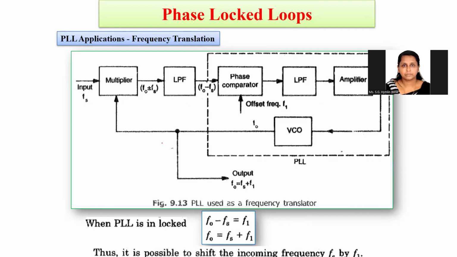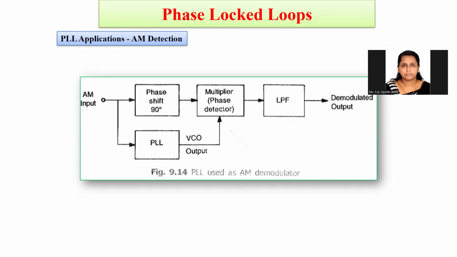The other input to the phase comparator is, instead of the VCO frequency, another offset frequency F1. So F1 is compared with F0 minus Fs, which means F0 equals Fs plus F1. Thus it is possible to shift the incoming frequency Fs by F1. The translation or offset frequency is applied to the comparator. When the PLL is in lock state, you will be able to shift the incoming frequency Fs by F1.